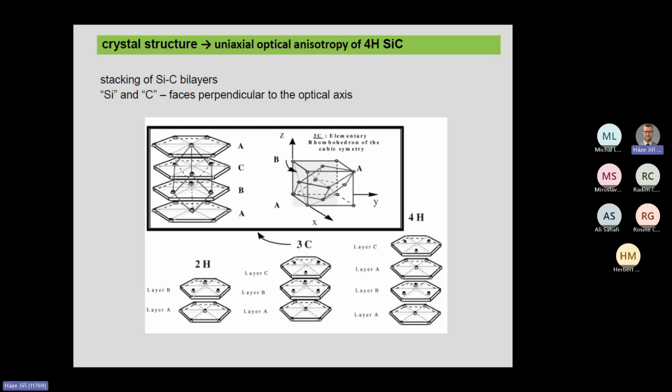We have here the basic cubic structure, which is shown using these hexagonal planes, and it can be altered by changing the sequences of these 3 layers, and we have here 2H and 4H. 4H is the preferable material. It's just the stacking sequence ABAC. And this produces the optical anisotropy. The polarization is different in plane, here horizontally, and vertically out of plane.